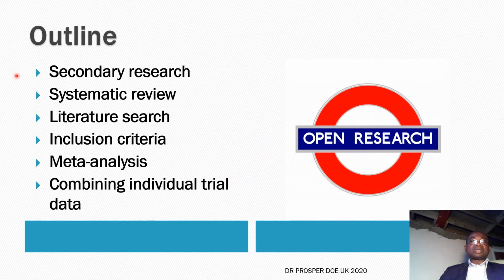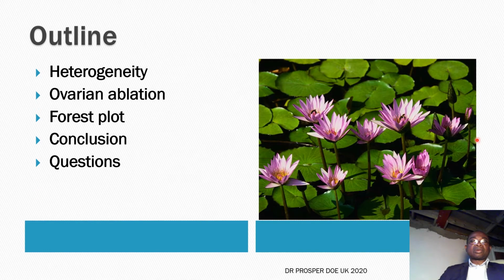The outline of the presentation will be on secondary research, systematic review, literature review, inclusion criteria, meta-analysis, combining individual trial data, heterogeneity, an example of a systematic review, meta-analysis with research on ovarian ablation, forest plots, conclusion, and some questions.